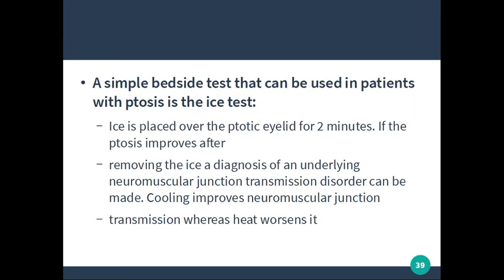Okay? A simple test we can also do near the bedside of the patient is the ice test. The ice test is the placement of ice on the eyelid for around 2 minutes, and if there is myasthenia gravis, the ptosis will improve. Removing the ice is diagnostic because cooling of the neuromuscular junction results in better transmission.